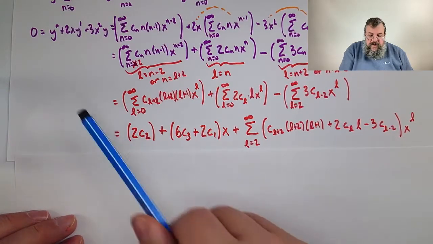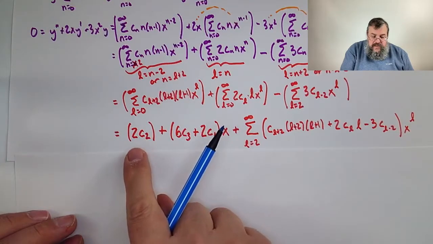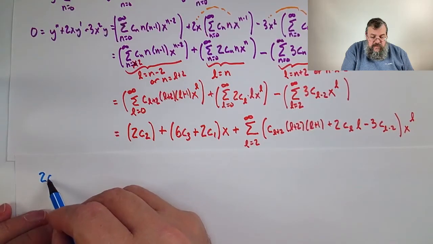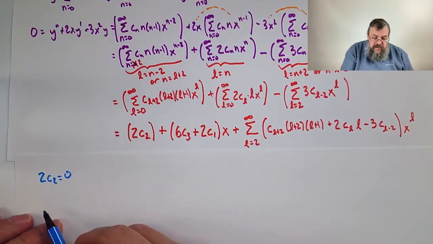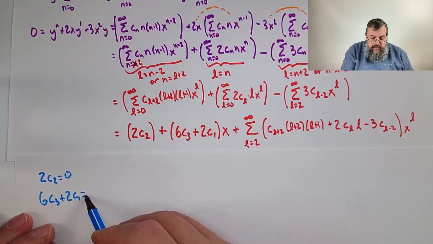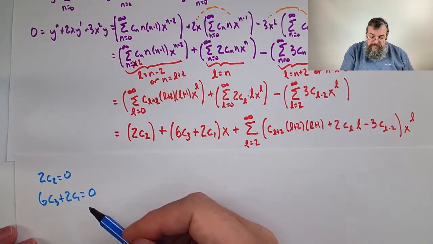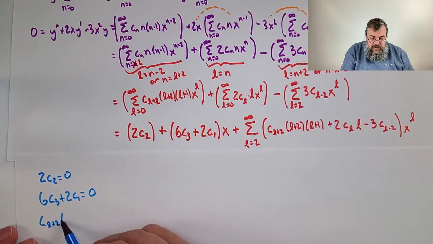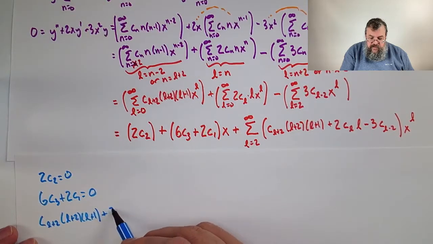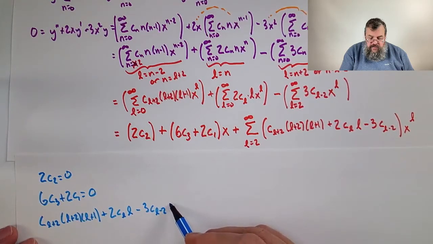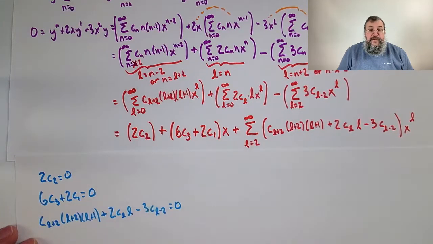And so, remember, because everything equals 0, we actually can say each one of these pieces equals 0. So we know that 2C2 equals 0. We're going to come back to that in a second. 6C3 plus 2C1 equals 0. We'll come back to that one in a second. And here, we'll get that C(L+2) times (L+2)(L+1), plus 2C_L times (L-3)C_(L-2) equals 0. All right, each one of those equals 0.